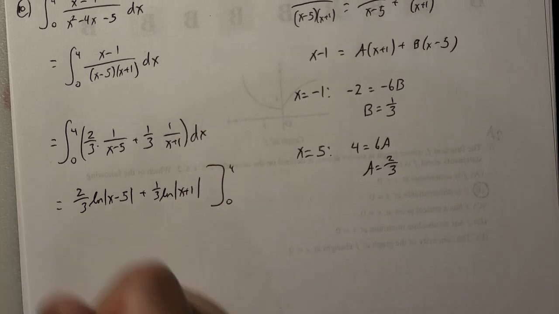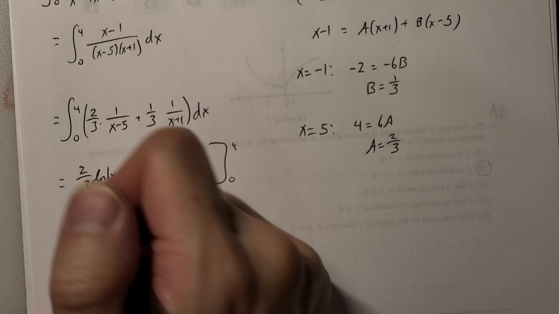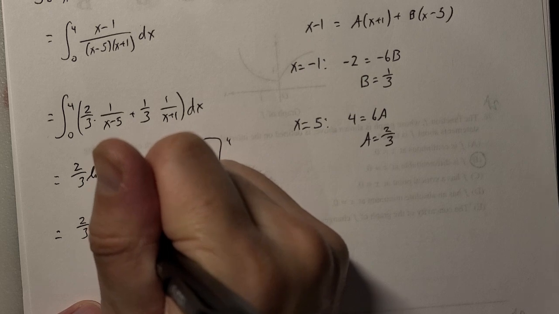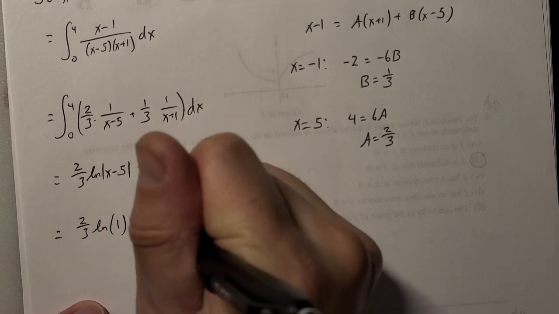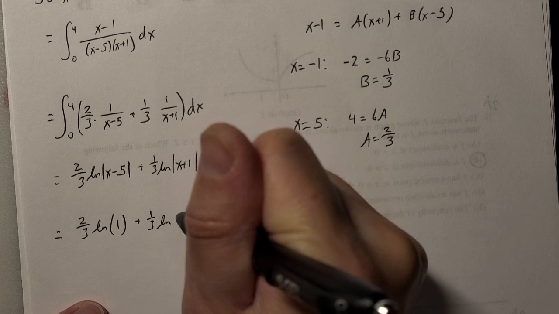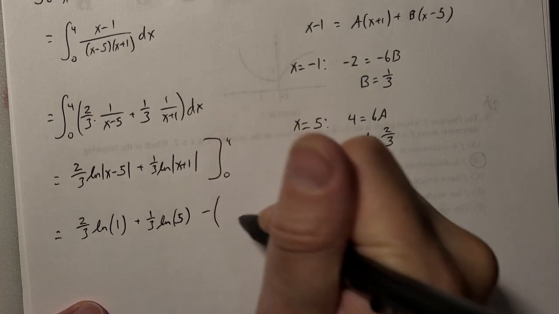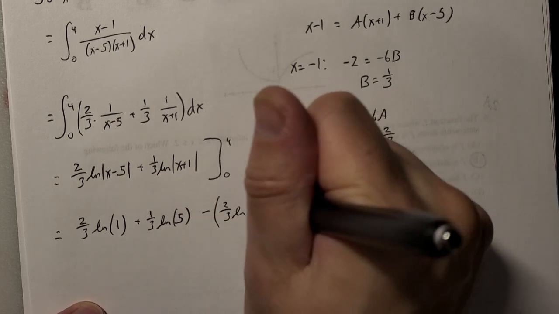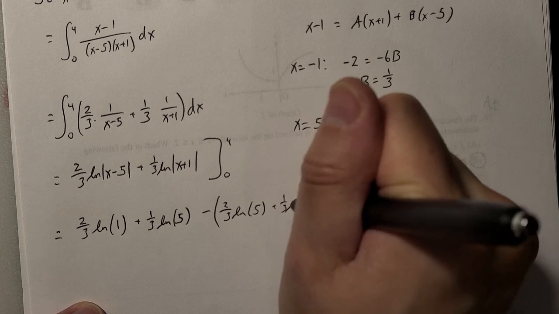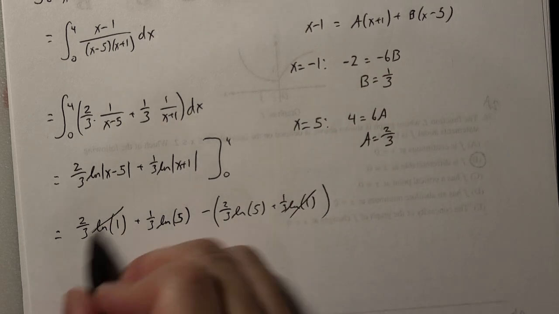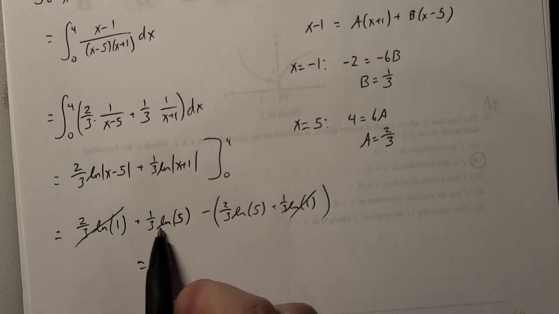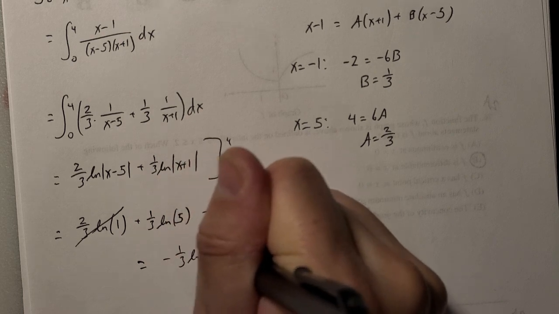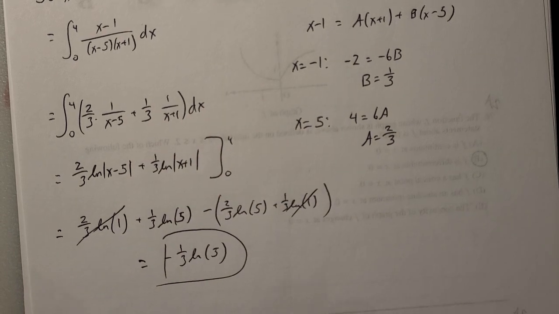Evaluate from 0 to 4. Now let's just do the fundamental theorem of calculus. It'll be 2/3 log of 4 minus 5, which is -1, absolute value would be 1, plus a third log of 5, minus parentheses 2/3 log of 0 minus 5, absolute value, that would be log of 5, plus a third log of 1. Okay, the log of 1 terms would be 0. So we get a third log 5 minus 2/3 log 5. So that's minus a third log 5. I believe that's the answer. So you can, once again, double check.